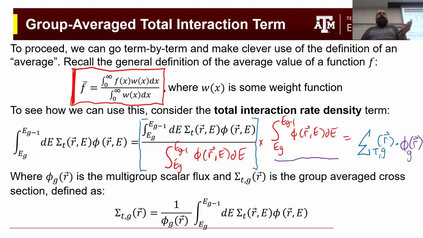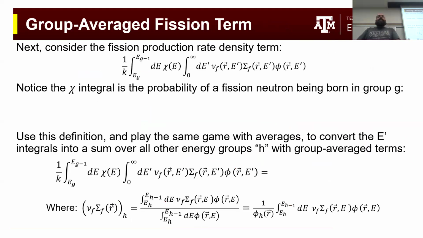So that's what our total interaction rate density term would look like. And we're going to play a similar game with the other terms in our equation. The next term in our equation that I want to look at would be our fission production rate density term, which was this guy.